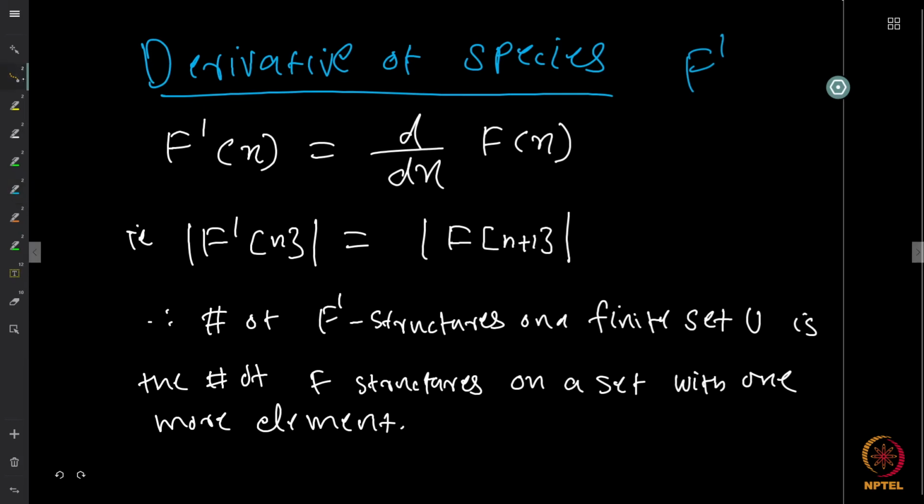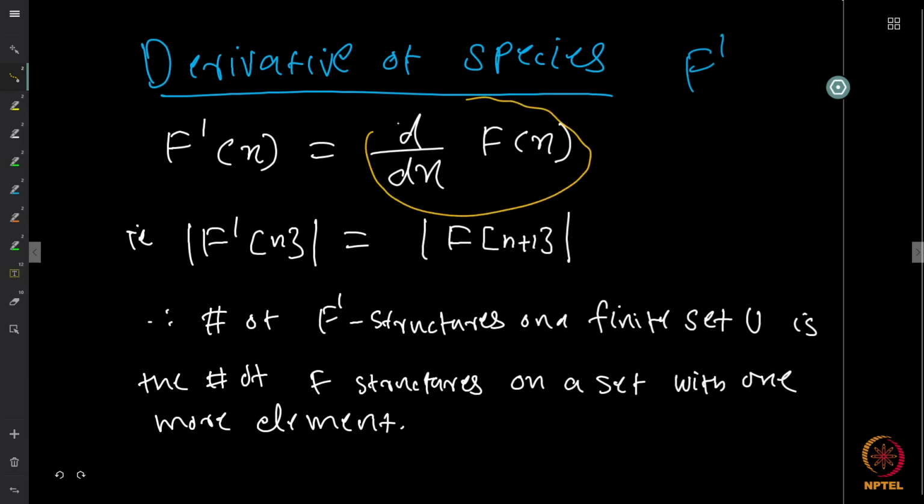Now, what we know about the derivative of the generating function. Okay, so we start with the exponential generating function. Look at the derivative of that. So f prime of x, right? So you look at f of x and look at the derivative. That is d by dx of f of x, right?